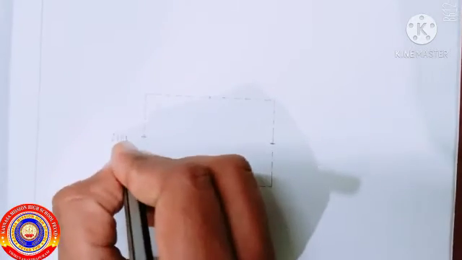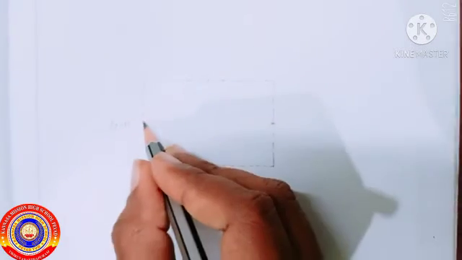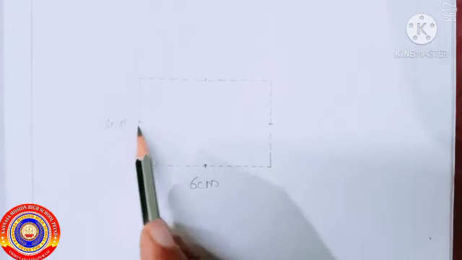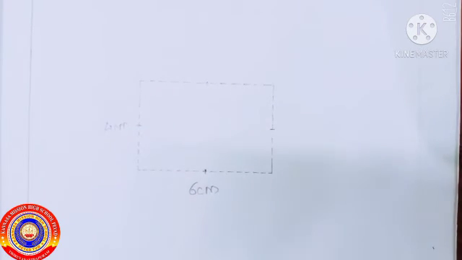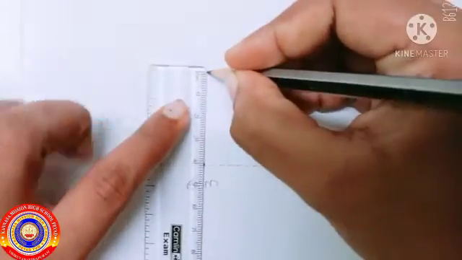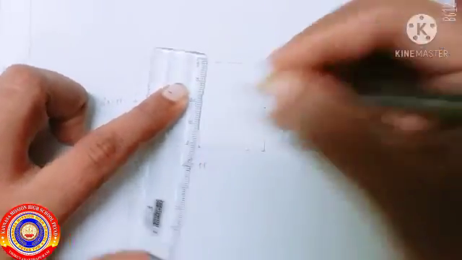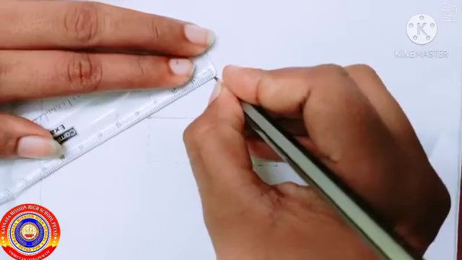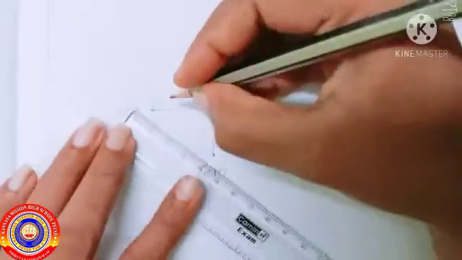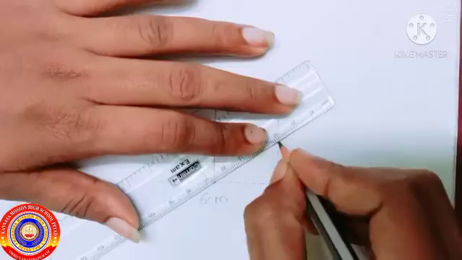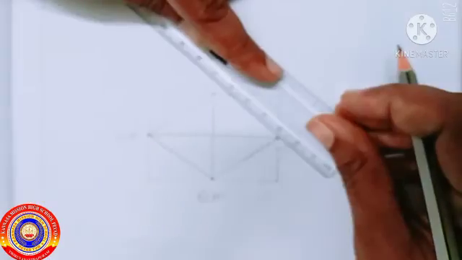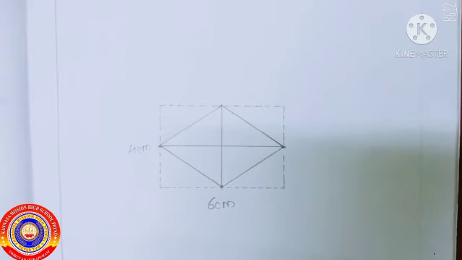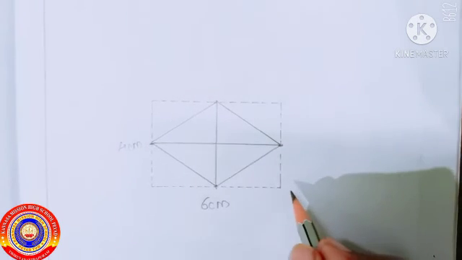For that, first of all, draw a rectangle of sides 6 cm and 4 cm. Then mark the midpoint of each side and then join all these 4 points. Now we got the required rhombus.